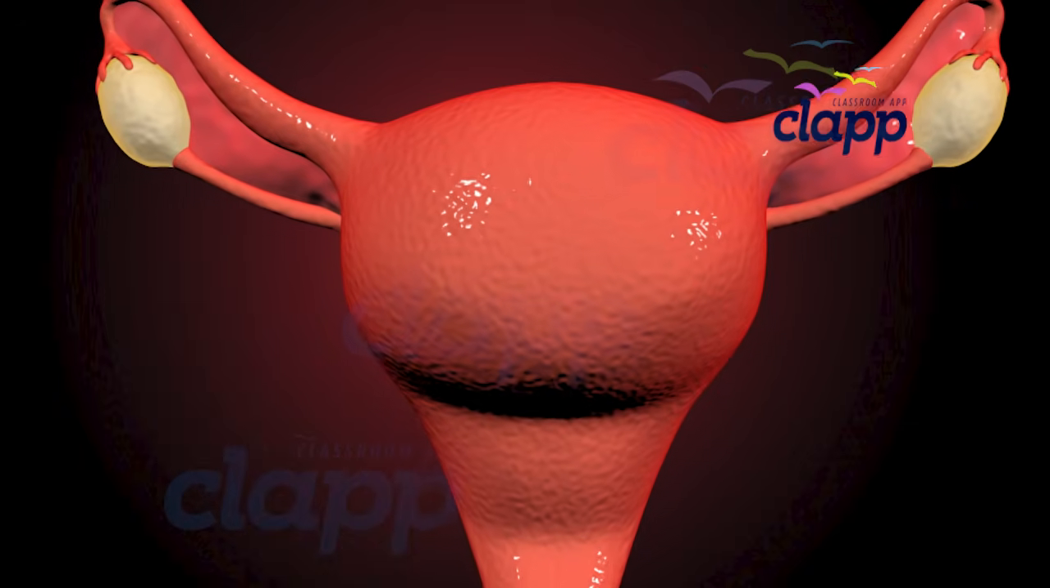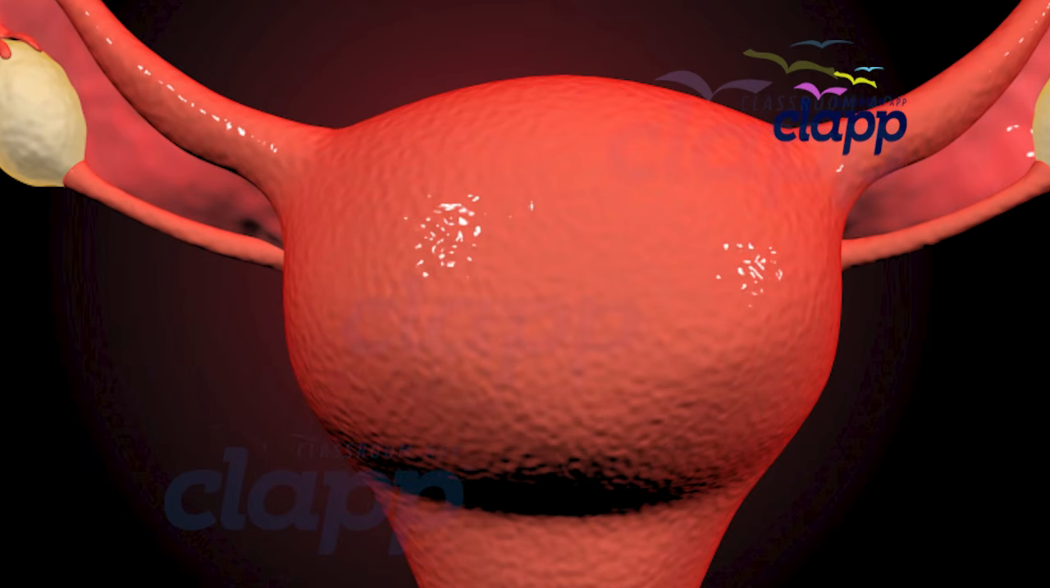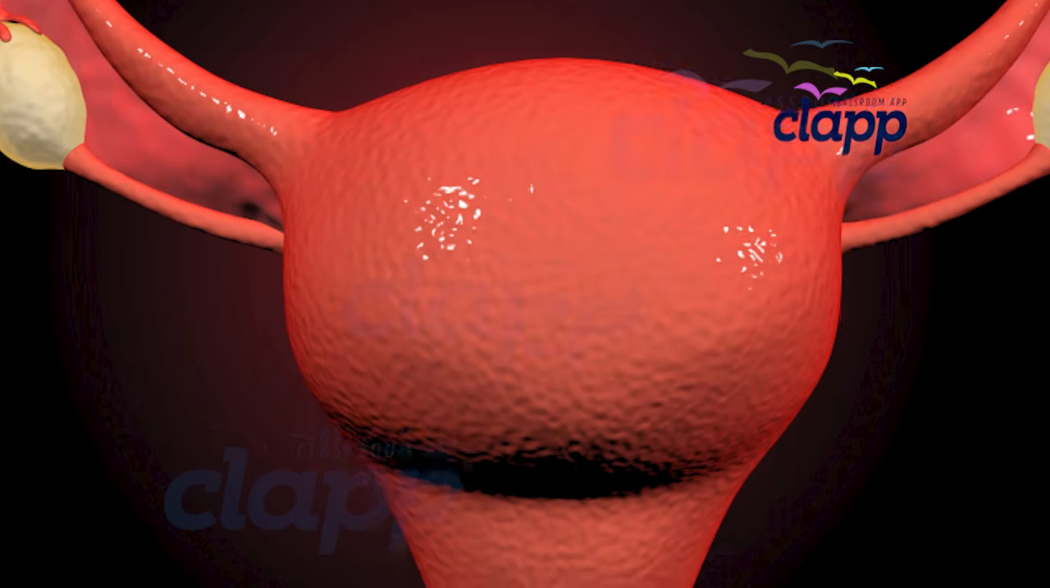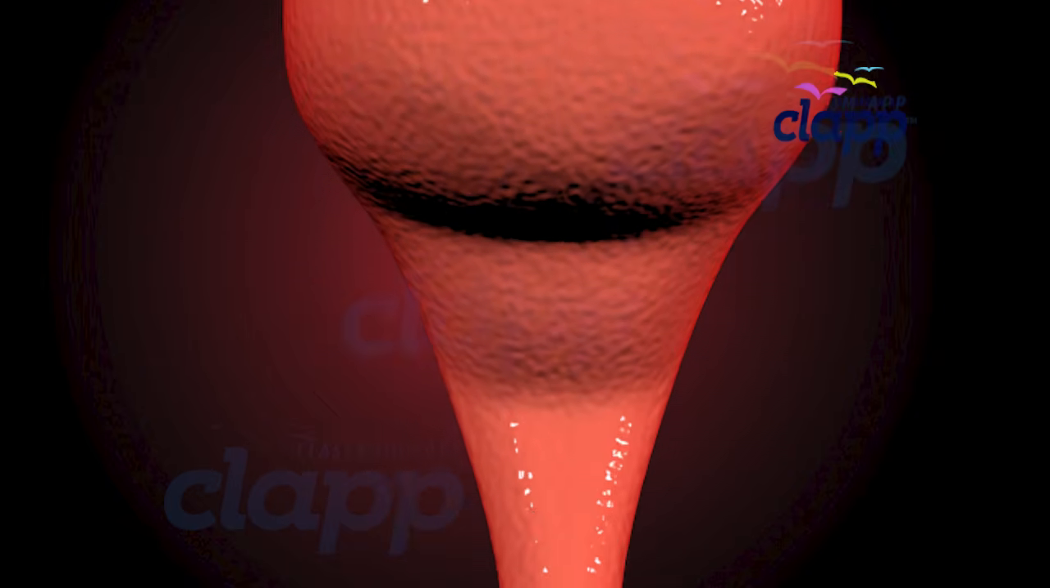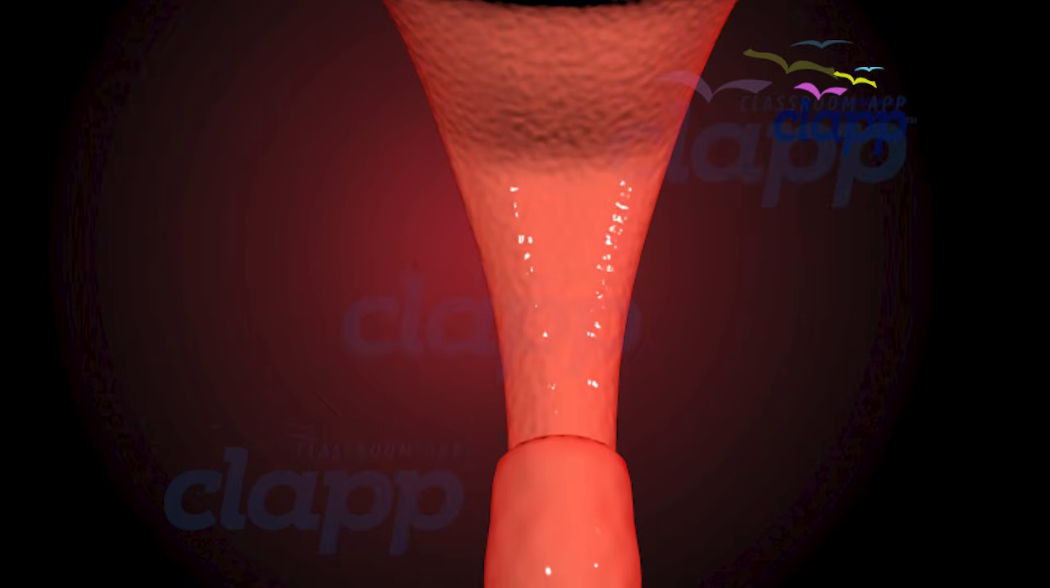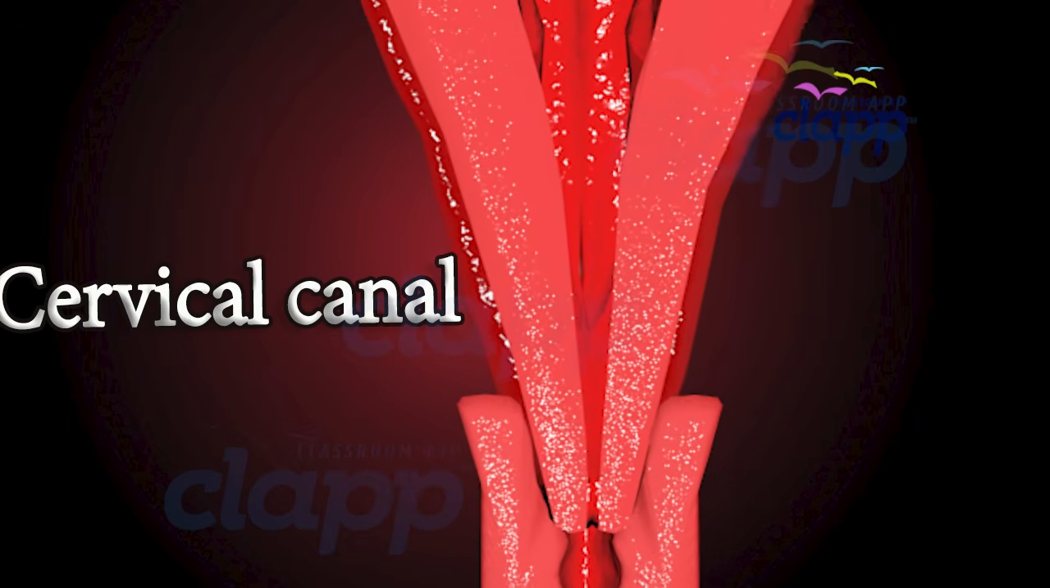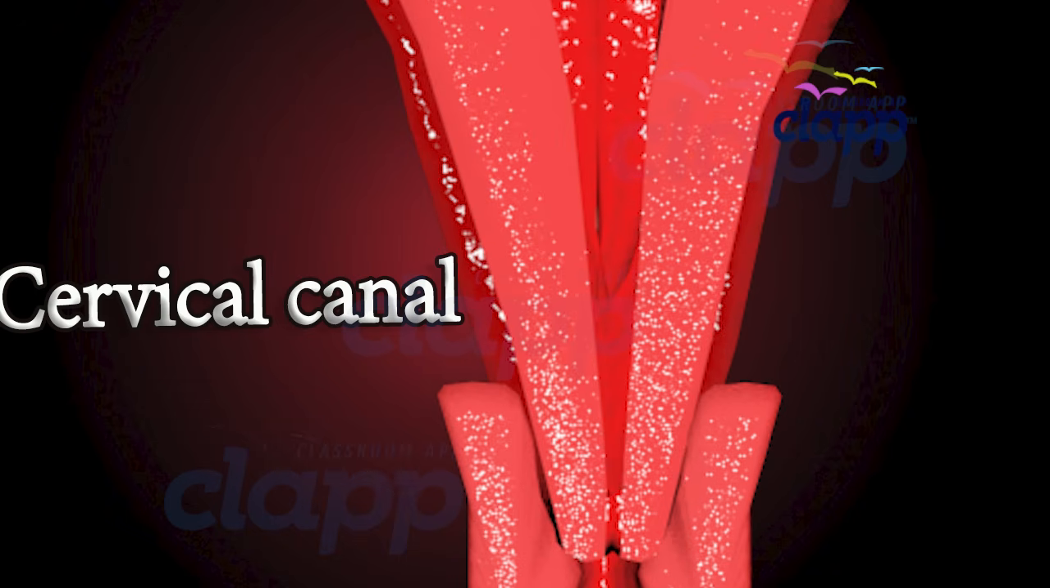Implantation of the embryo occurs in the uterine fundus. It is the site of fetal growth during pregnancy. The cervix is composed of powerful sphincter muscles. It is strong enough to hold the weight of the fetus and amniotic fluid against the pull of gravity during pregnancy. The cavity of the cervix is called the cervical canal.